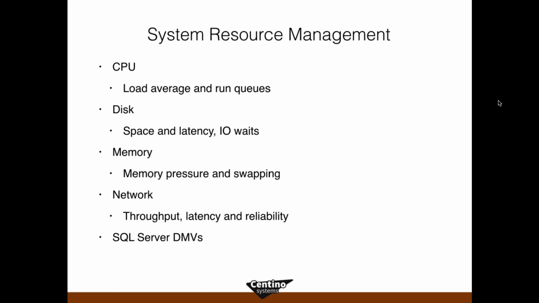Networking, of course, we care about throughput, latency, and reliability. Throughput is how much stuff I'm moving in a time interval. Latency is how fast I'm moving it. And reliability, I need to get it where it needs to go. And that's all going to impact my performance and capacity there.